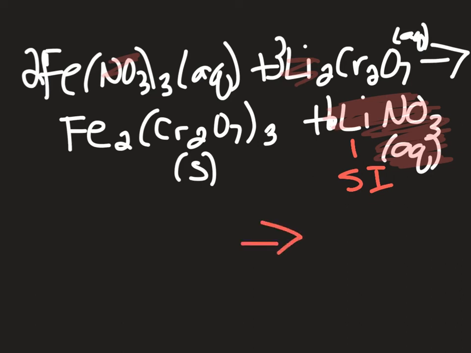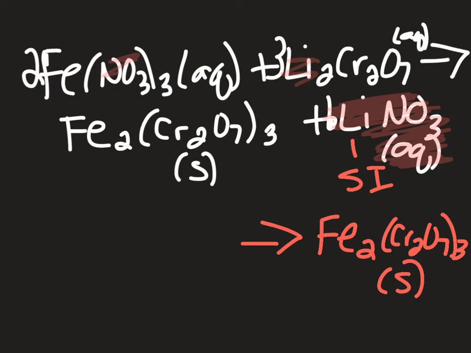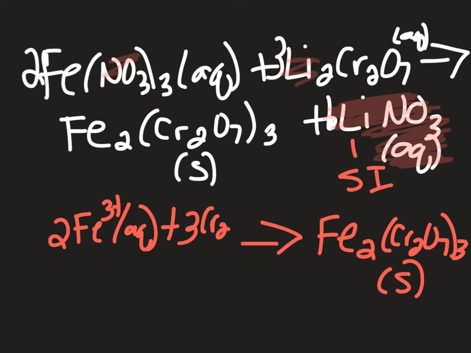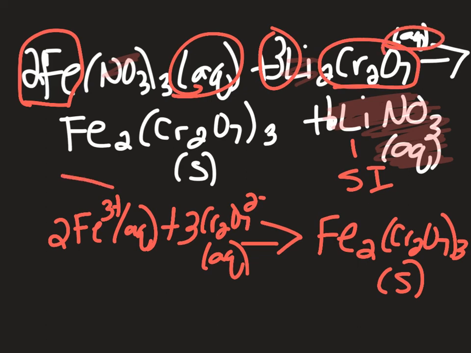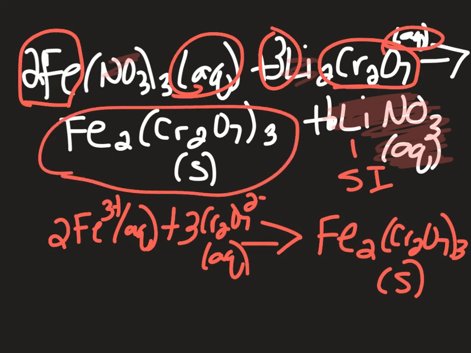From there, we've got our net ionic equation of Fe2(Cr2O7)3. This guy was a solid. How did I get it? I got it from 2 iron who were in solution. And I got it from 3 of the dichromates, and I kind of ran out of space, who were in solution. So if I come back up here, sorry, I got to move a few things around. I've got 2 iron that are in solution. I got 3 dichromates who are in solution to form my solid. That's my net ionic equation.